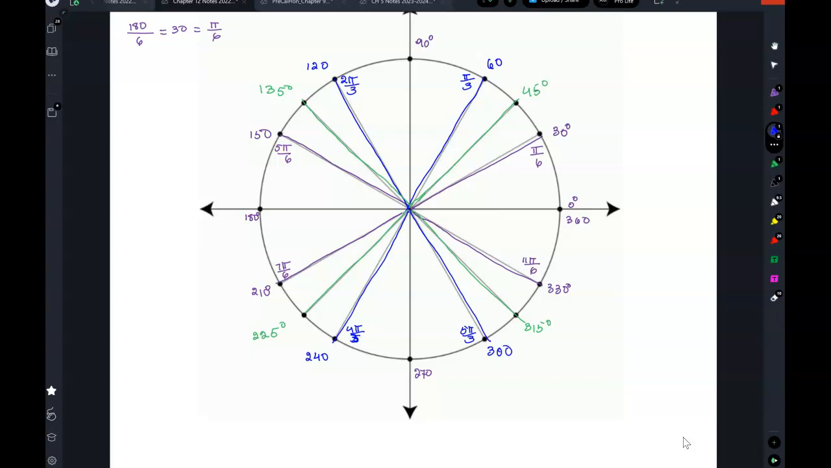Now let's do the pi over 4s. Pi over 4. 3 pi over 4.